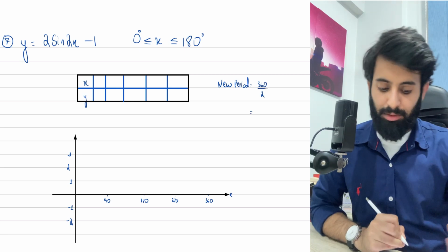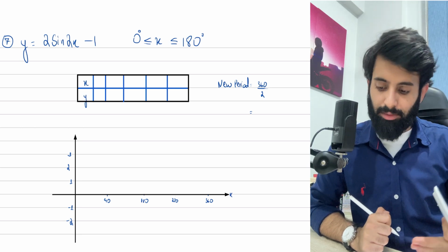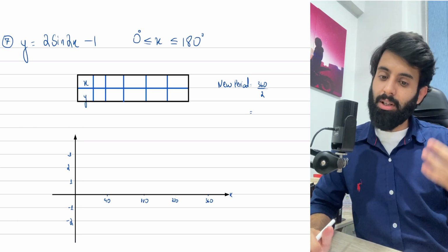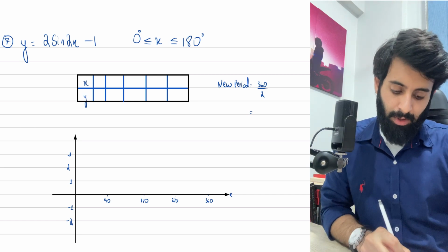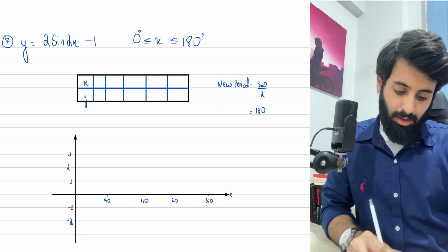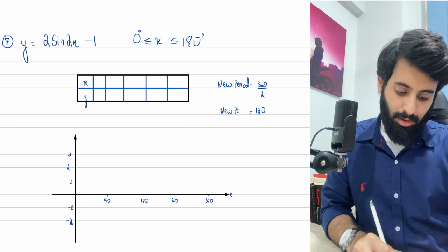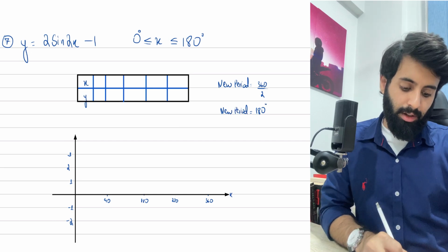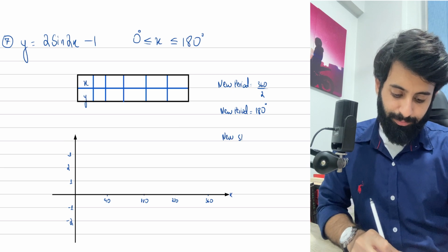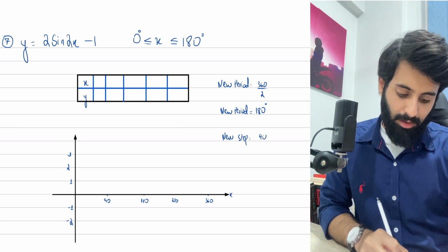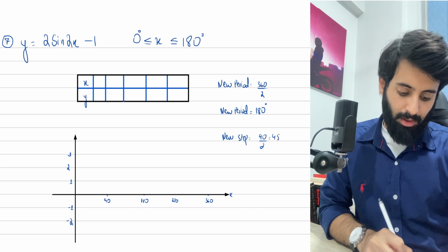And why am I using 360? Because 360 is the natural period of sine. And why did I use 360 previously? Also because 360 is the natural period of cos. Okay, so 360 upon 2 is 180. That means my new period is going to be 180 degrees, and the new step that I'm going to take will also be, in fact, 90 upon 2, which means 45 degrees.